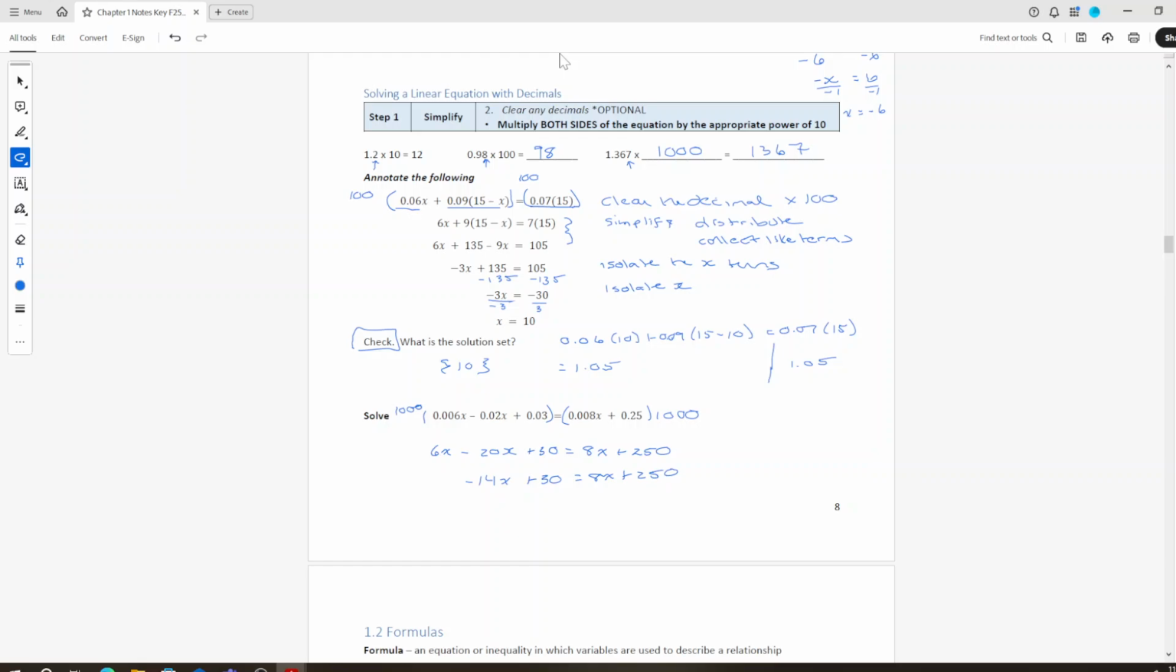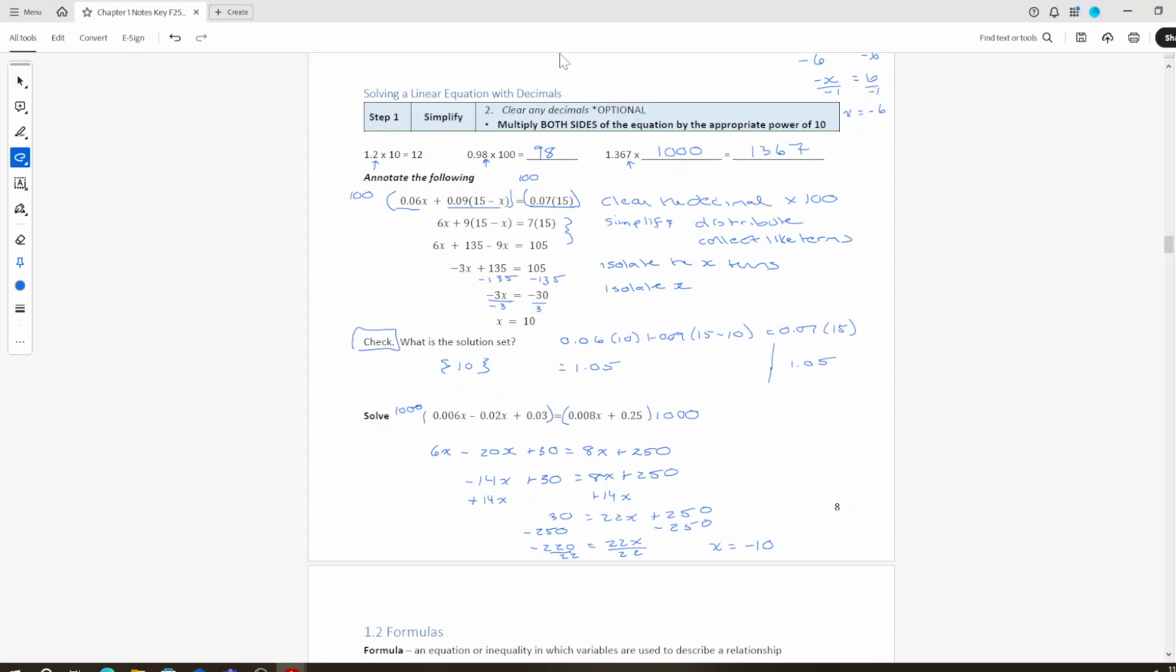I'm going to put my x's on the right so I don't have to deal with negatives. So I'm going to add 14x to each side. I would end up with 30 is equal to 22x plus 250. Then I'm going to minus the 250 to isolate the x term. That's going to give me negative 220 equal to 22x. And then lastly, I'm going to divide both sides by 22. So then I get x is equal to negative 10.